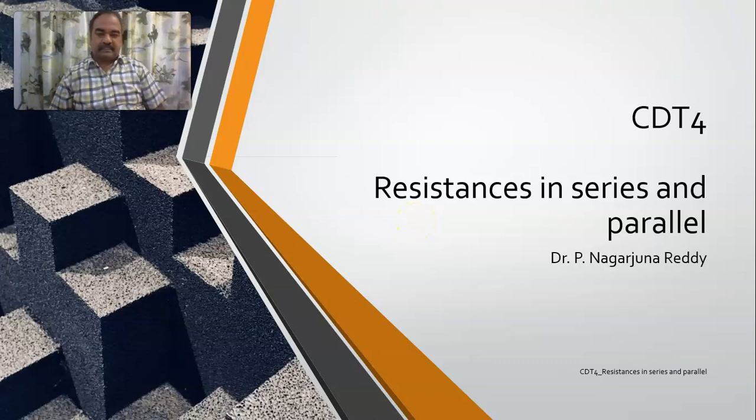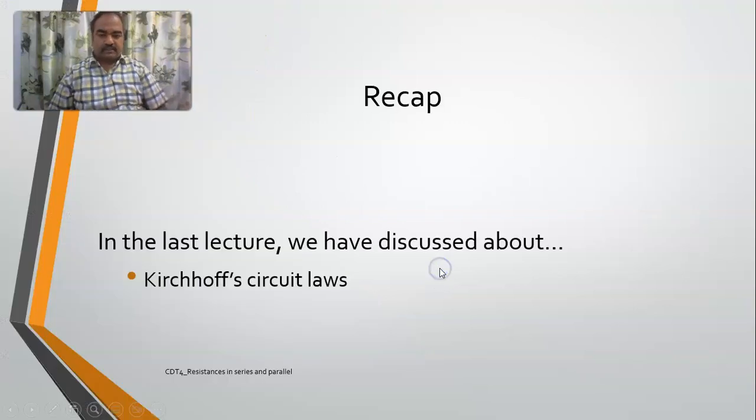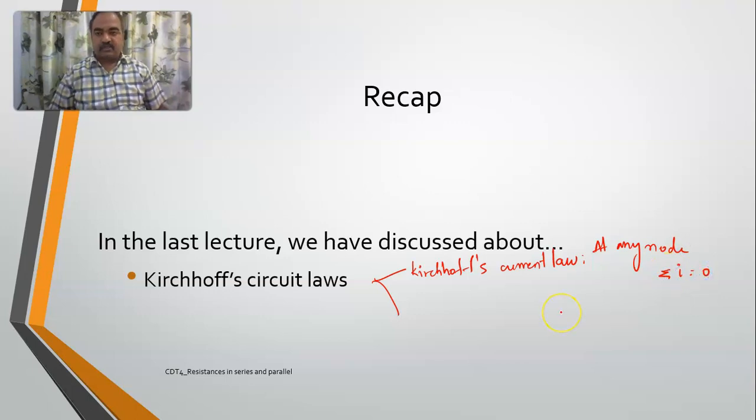Today's topic is resistances in series and parallel. In the previous class, we discussed Kirchhoff's circuit laws. We have seen that there are two Kirchhoff circuit laws. One is Kirchhoff's current law, which states that at any node in an electrical circuit, the algebraic sum of the currents is equal to 0.